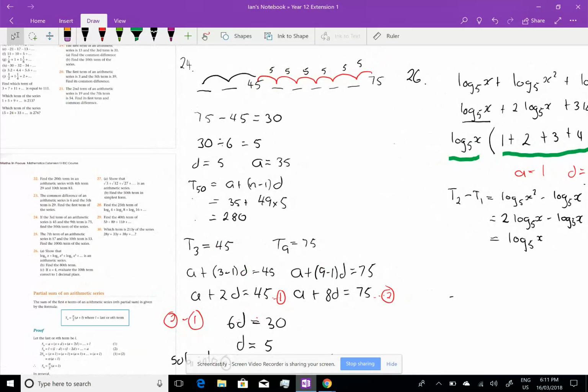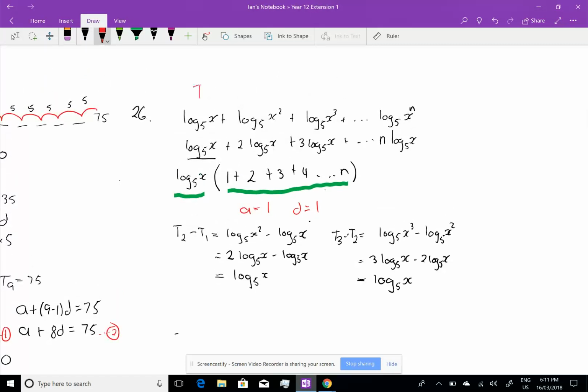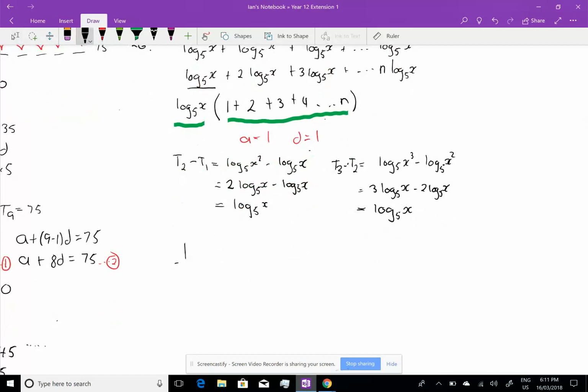Find the 80th term. Okay, well, you can just do it intuitively. You can say, well, look up here. This is T1, this is T2, this is T3, this will be Tn. So the 80th term, T of 80, will be log 5x to the 80, or 80 log 5x.